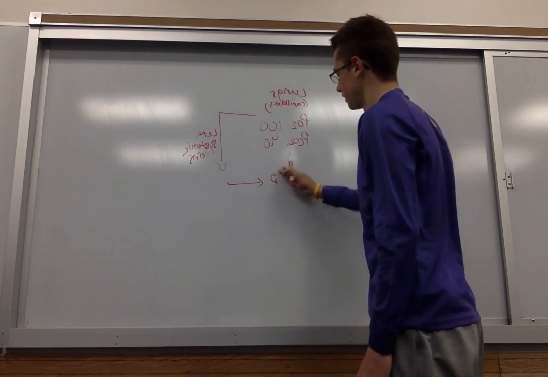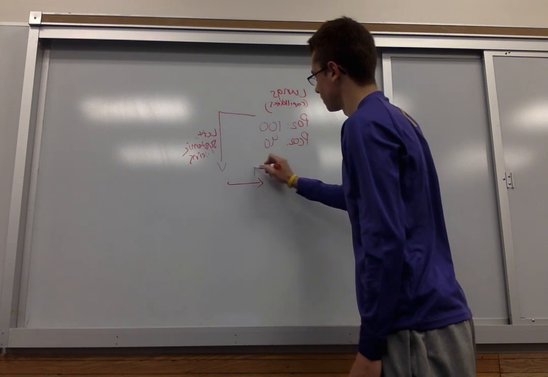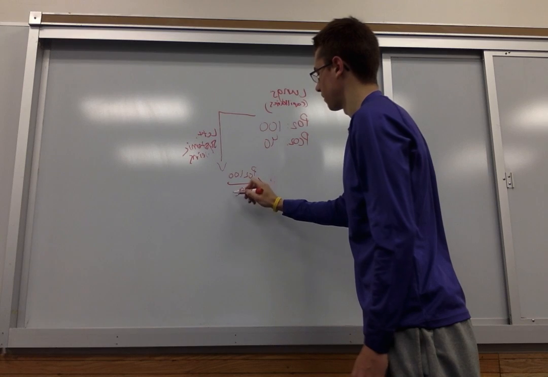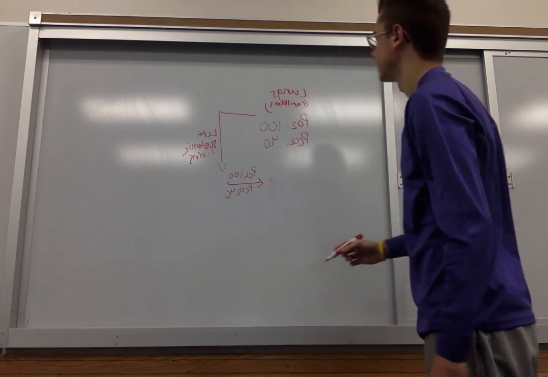Partial pressure of oxygen is still 100. Partial pressure of carbon dioxide is still going to be 40.